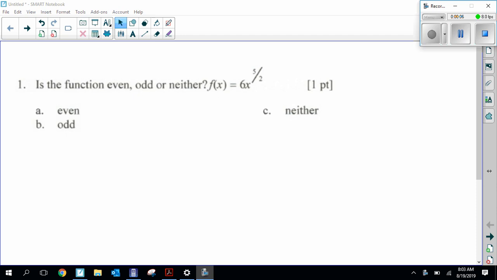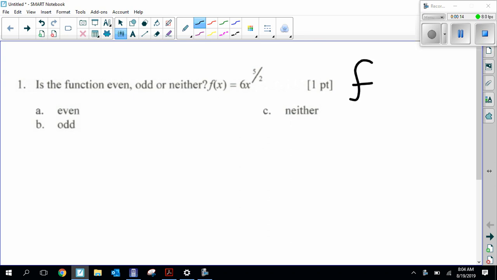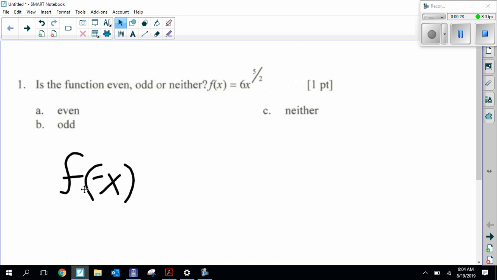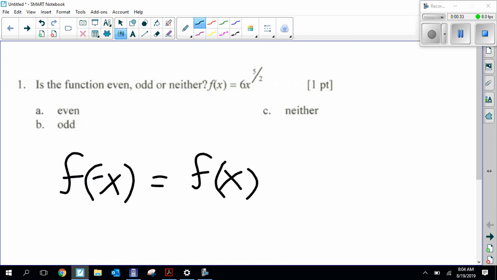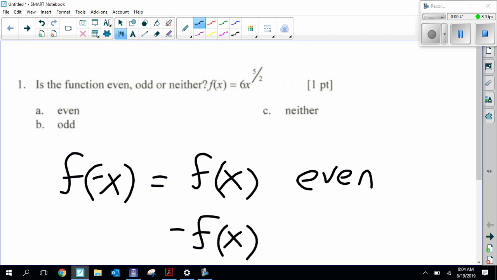So first we're looking at even, odd, or neither. The rule for even and odd is that when you plug in a negative x, you see what happens with it. If the negative just disappears, and you just get f of x, that's an even function. If when you plug in the negative, you get a negative times the entire function, that's an odd function.